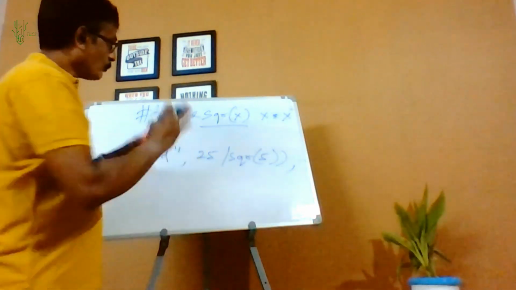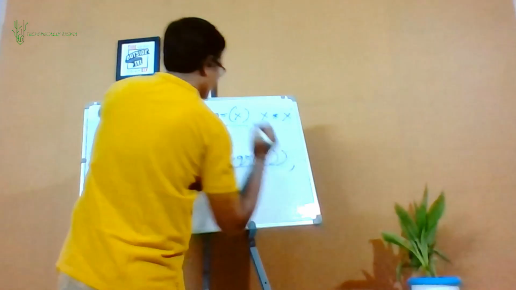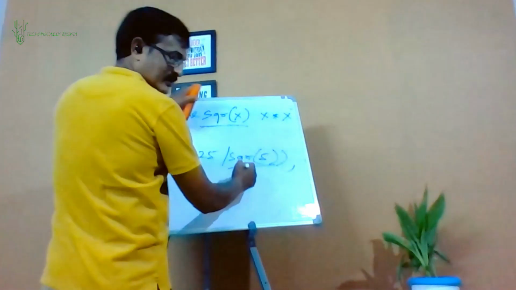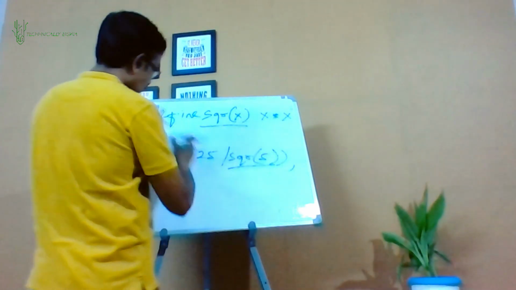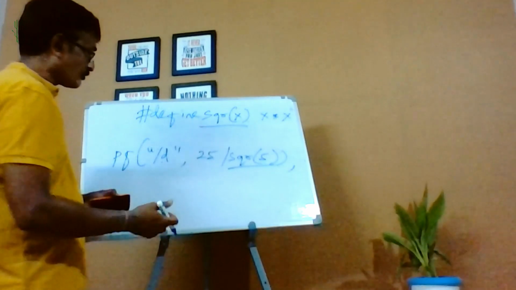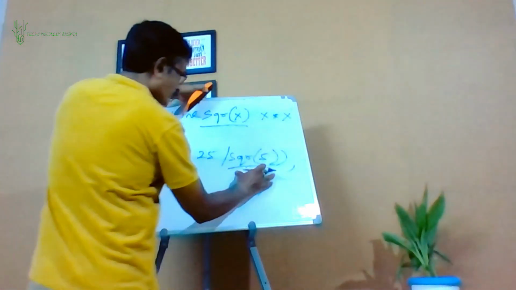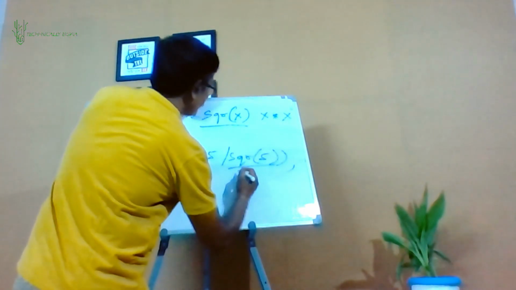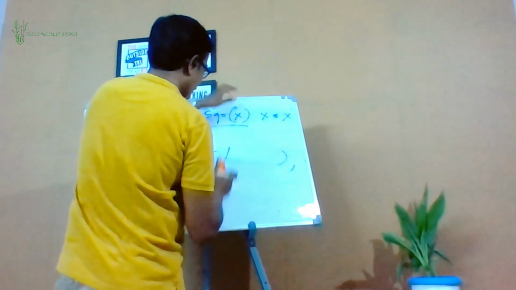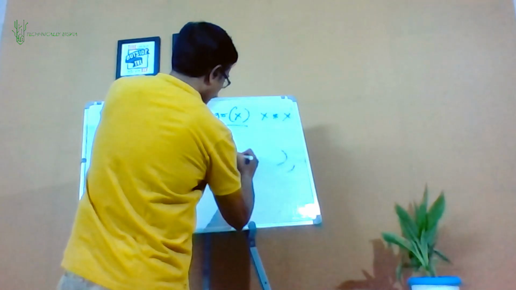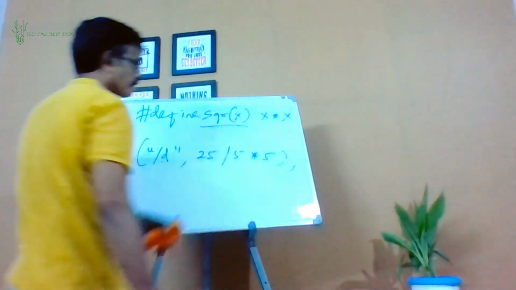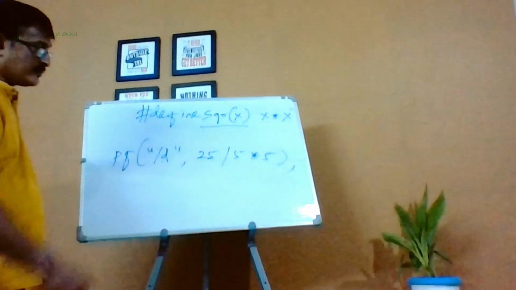Just understand, whenever you see this, never jump to an answer. First, expand this, because this is your source code. This is not your expanded source code. What will your expanded source code look like? In place of square of 5, you will say, see this, 25 divided by 5 into 5. Isn't it?